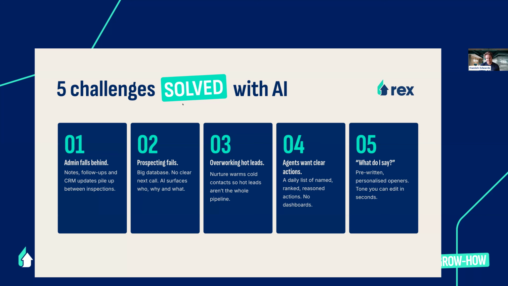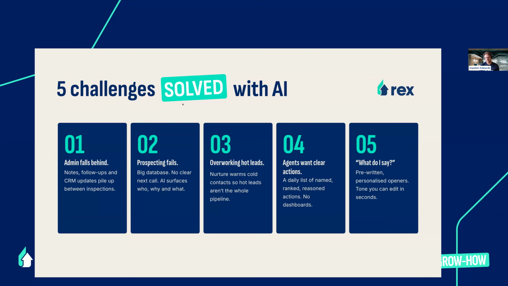The fourth challenge is that oftentimes agents want clear actions. This doesn't apply to everyone, but we did find a lot of agents, a lot of team leaders, a lot of sales managers find that the agents do have difficulty deciding what to do next. Again, similar to the second point there, working out who they need to reach out to, no reasoned actions. They're doing things because that's the way things have always been done, without a deeper understanding of why they're doing it or what sort of outcome they're chasing with the engagement.